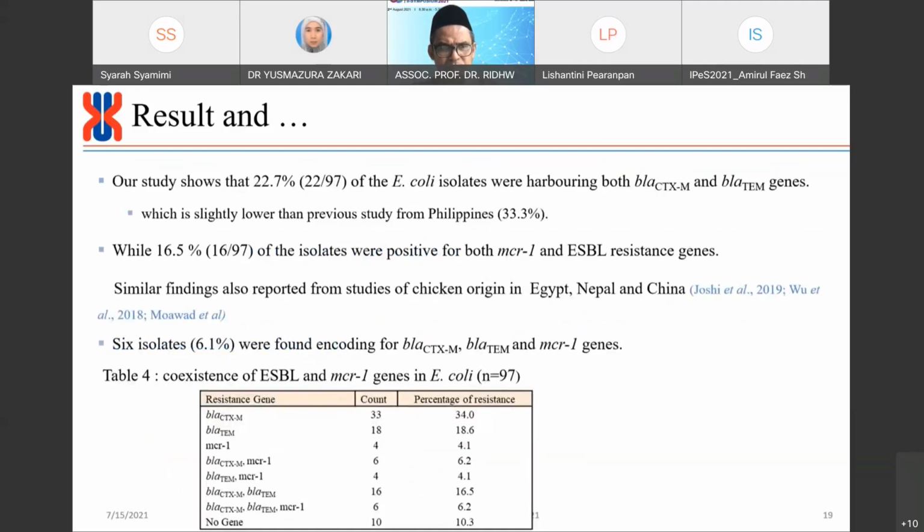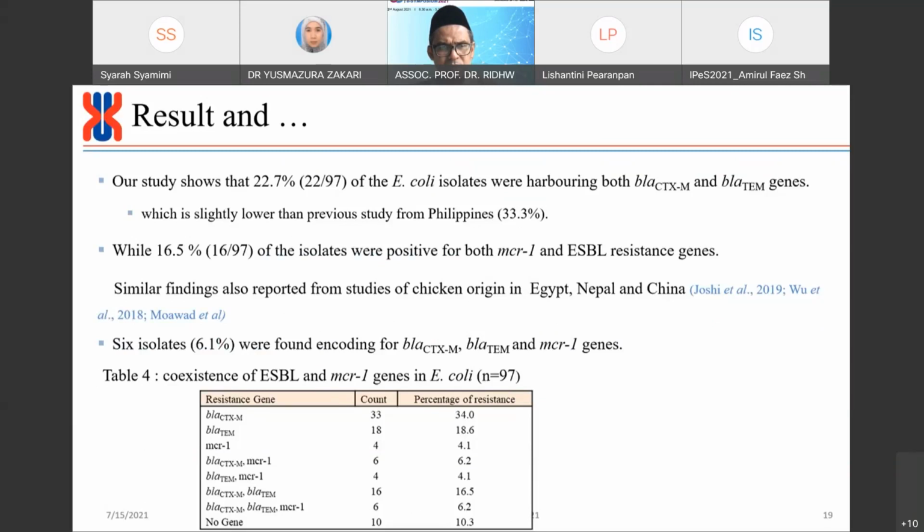Our study shows that 22.7% of E. coli isolates were harboring both CTX-M and BLA-TEM genes, which is slightly lower than the previous study from Philippines, 33.3%, while 16.5% of the isolates were positive for both MCR1 and ESBL genes. Similar findings were also reported from studies in Egypt, Nepal, and China.